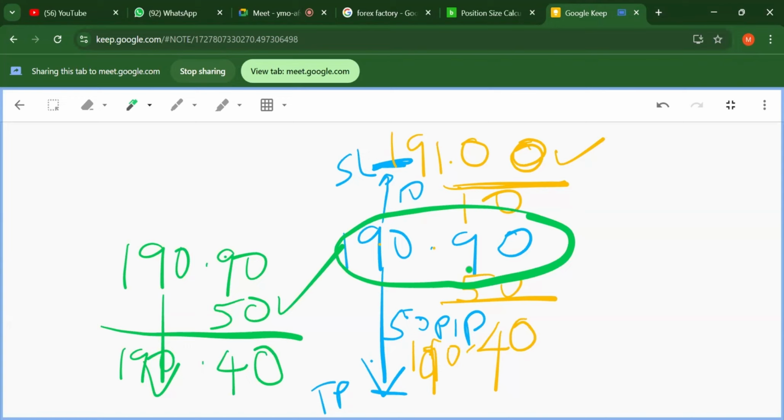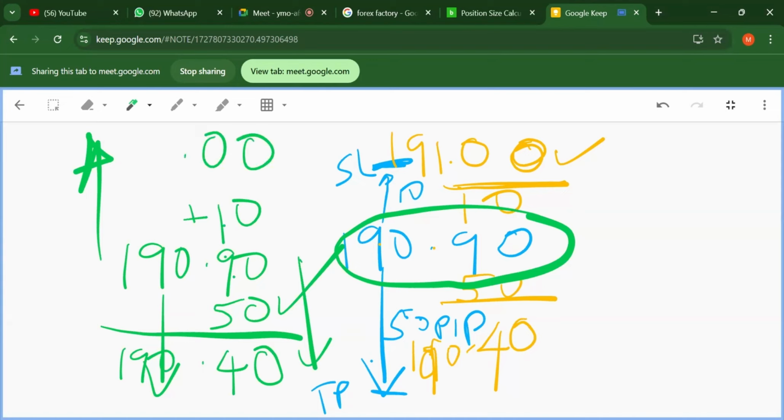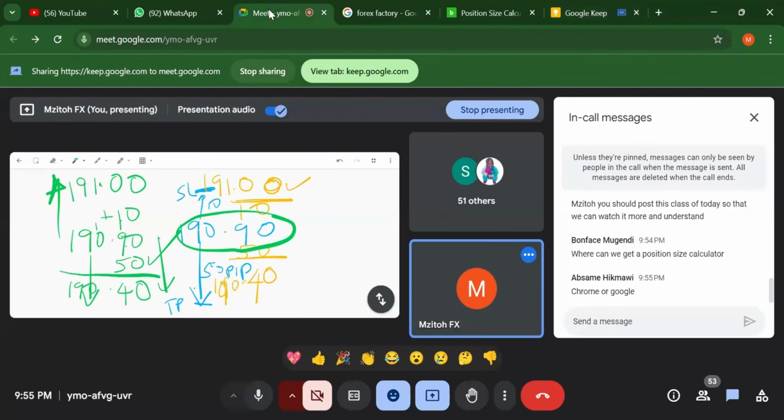But if it goes against me, because I was saying it will sell, going down is selling. But if it goes against me by appreciating, going up, I'm willing to risk only 10 pips. So for that case, I will add 10. You know, going up is appreciation. I was speculating that it will depreciate in price, but now it is appreciating. So if it appreciates by 10 pips, that is where I will exit. So you add 10 pips to 190.90. It will be 191. So if it appreciates to 191, I will have lost 10 pips, and that is where I want to exit. Are we there, Tracy? Yes.